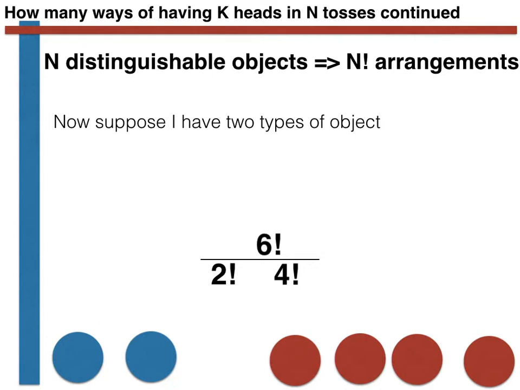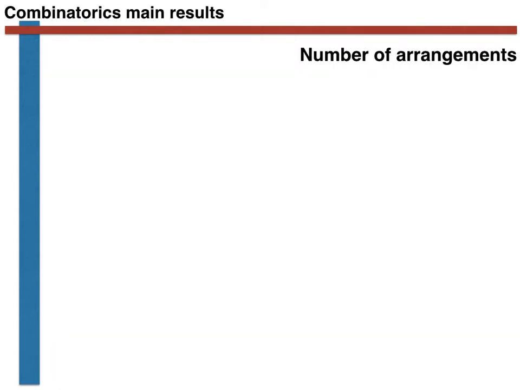This is how the binomial coefficient is defined, and it is how we can calculate the number of ways of arranging the k successes and the n minus k failures in our binomial random variable. Let's finish by summarizing the 3 important results of combinatorics that we will need to use for all the problems that we are going to cover this week.